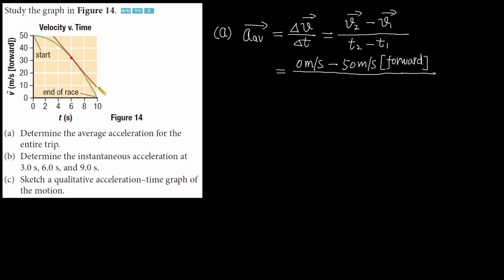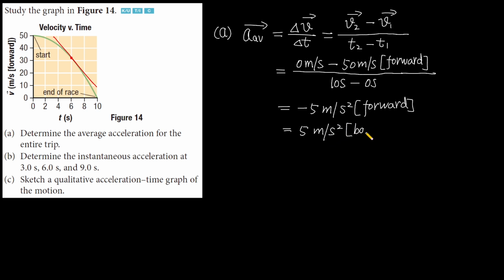And for the time, look at here. The final time is 10 seconds, and minus the initial time is 0 seconds. And this equals negative 5 meter per second square forward, and equals 5 meter per second square backward. And B.